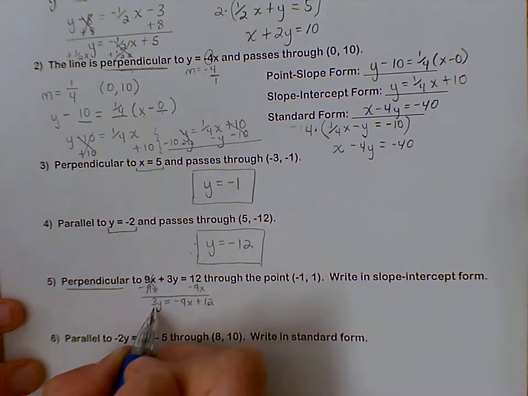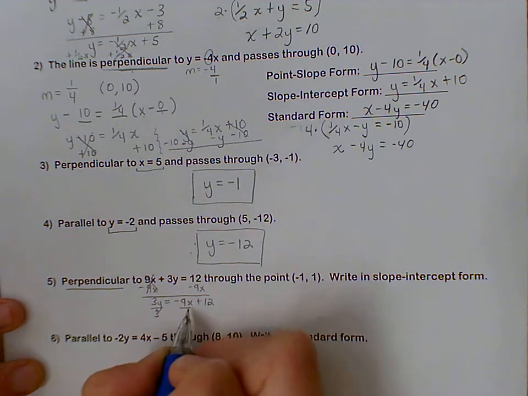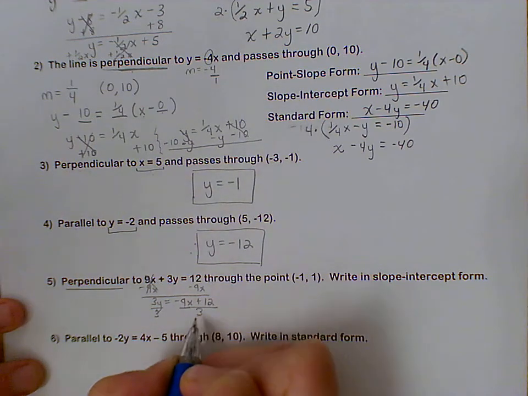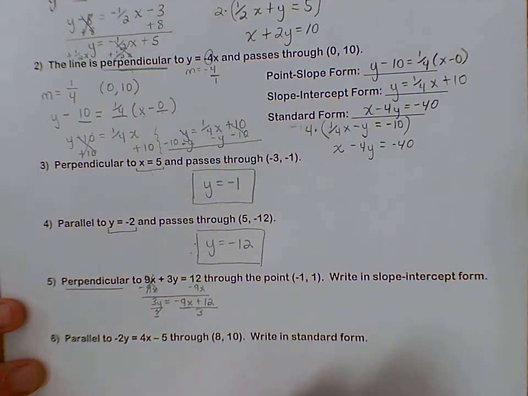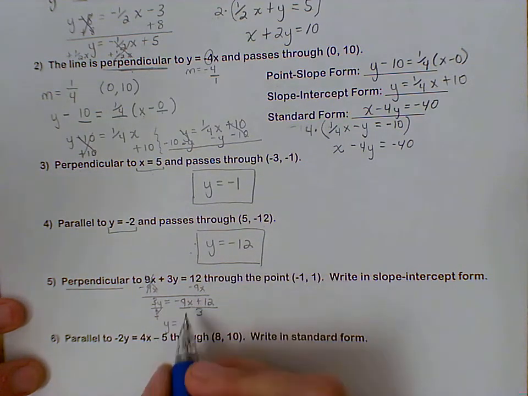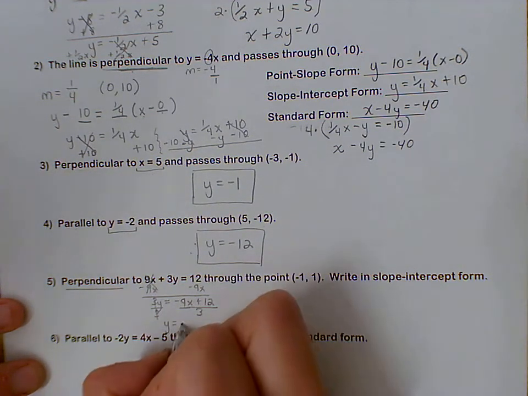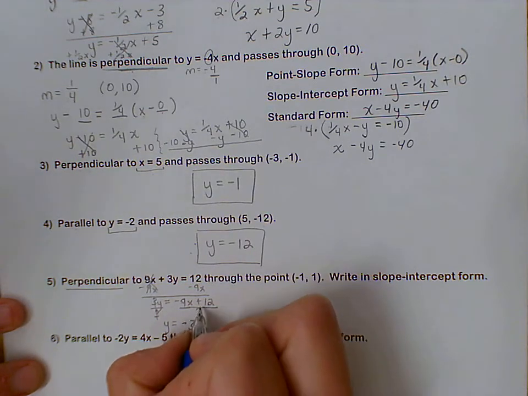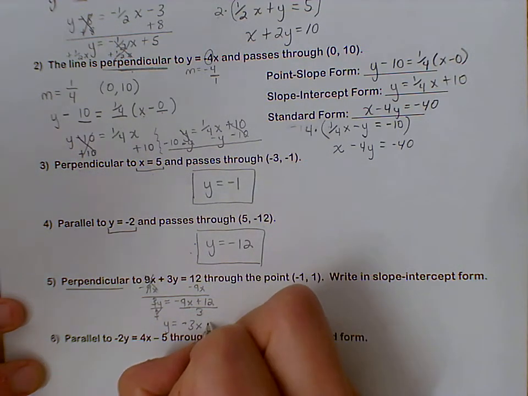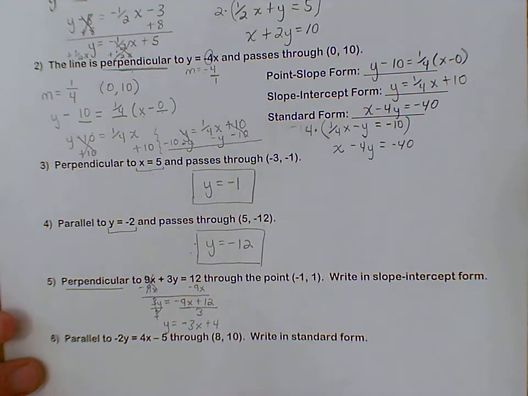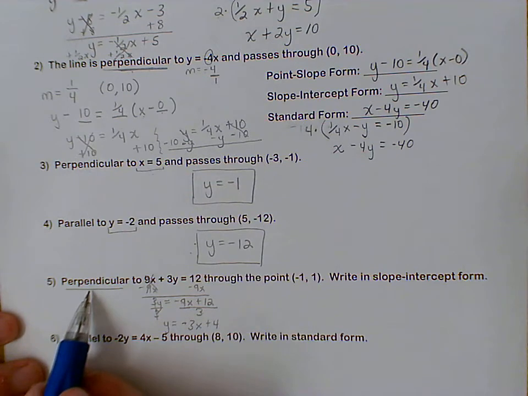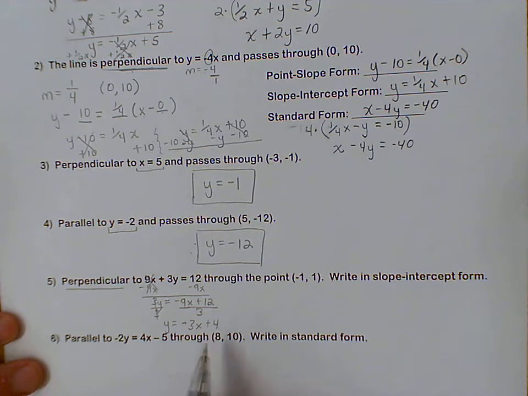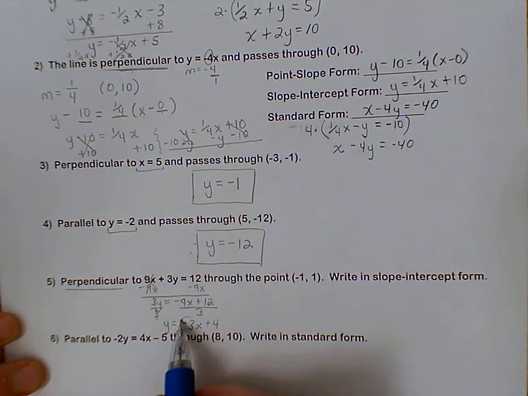And then I have to divide by 3. And when you divide by 3, what you're doing is dividing everything by 3. So those will go away. On this side, I have to divide the negative 9 by 3. So I get negative 3x. And then 12 divided by 3 would be 4. Okay, so now we can look at this and do the problem. So we're writing the equation of a line that's perpendicular to this line. So the slope of this one, the number in front of x, is negative 3.